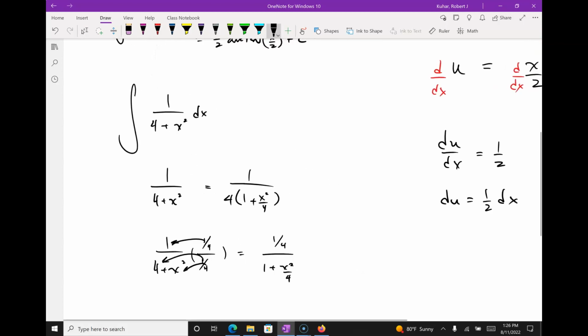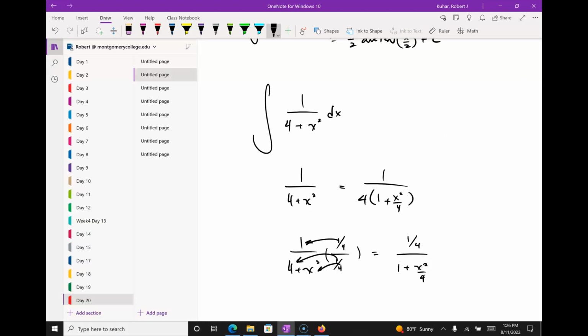All right, let's do another one. So level 8. Make it look like an inverse trig, right? Make it look like an inverse trig, yes? Here's level 9.